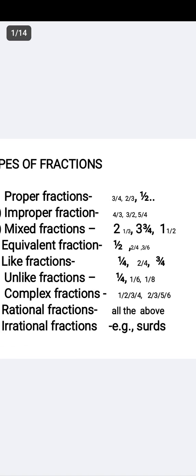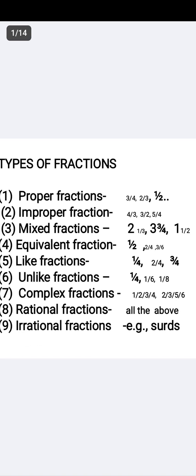Now, the next one is rational fractions. All the ones enumerated above are rational fractions. They are rational fractions because their numerator and their denominator are all numbers. So all of them are what? Rational fractions.